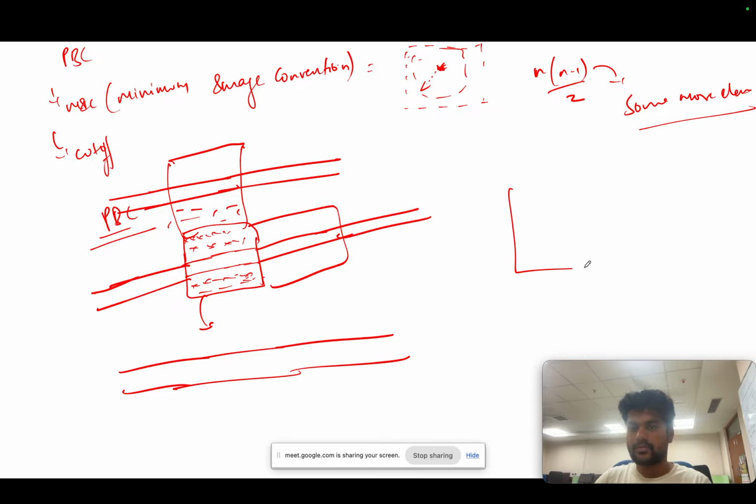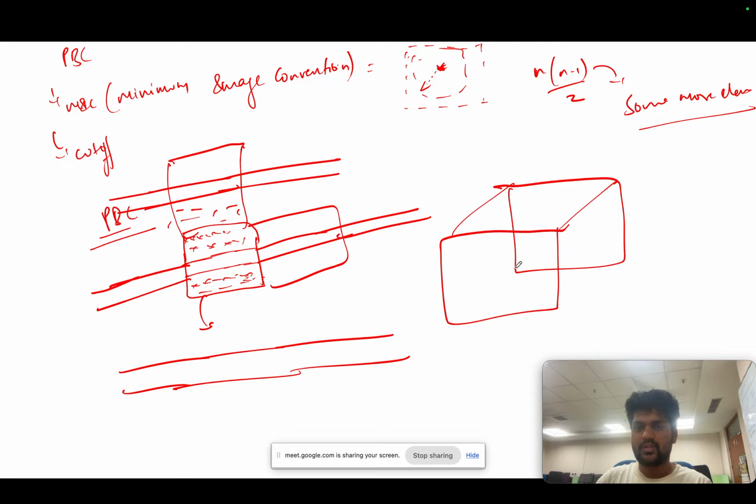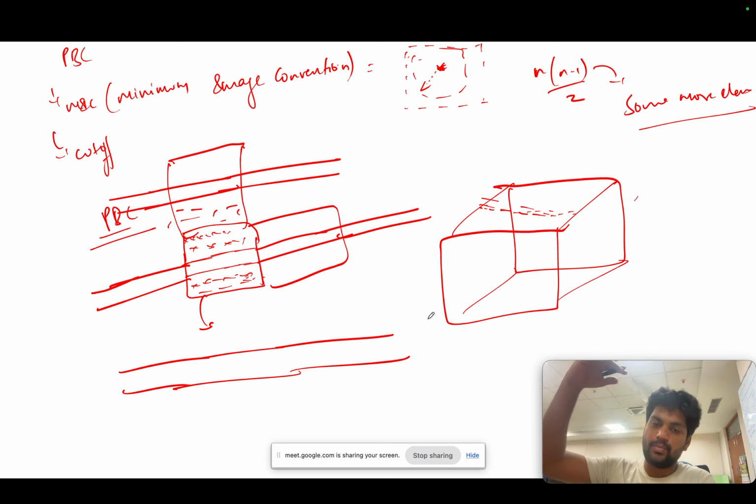Suppose this is the box, and you are adding the lipid bilayer in the middle. You should not do the PBC on this side and this side if the box size is very small. But if the box size is big, then you can do it.